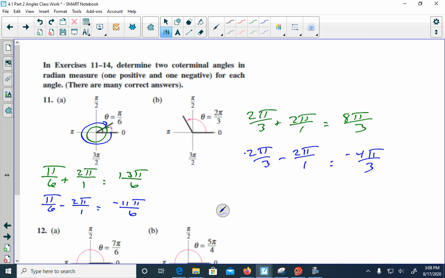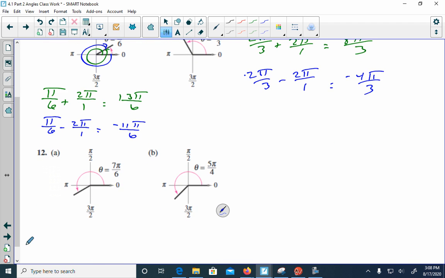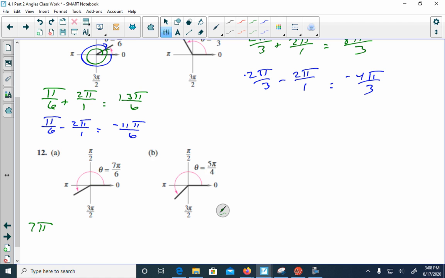Doing number 12, same directions. I have 7 pi over 6. To find a positive coterminal angle, I am going to add 2 pi. So I'm going to take 7 pi over 6 plus 2 pi over 1, and I'm going to get 19 pi over 6.